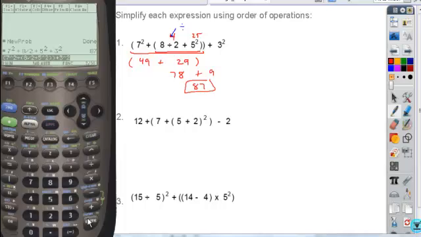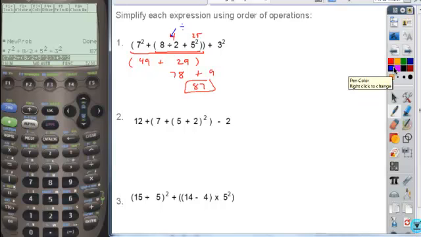Again, my suggestion is if you choose to use your calculators, just enter everything exactly as it appears. There's no reason to take shortcuts or try to hybrid some mental, some calculator. Just do it on the calculator so you avoid any possible mistakes.